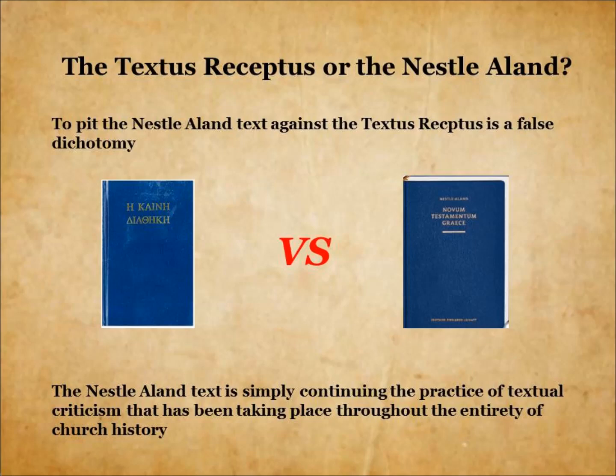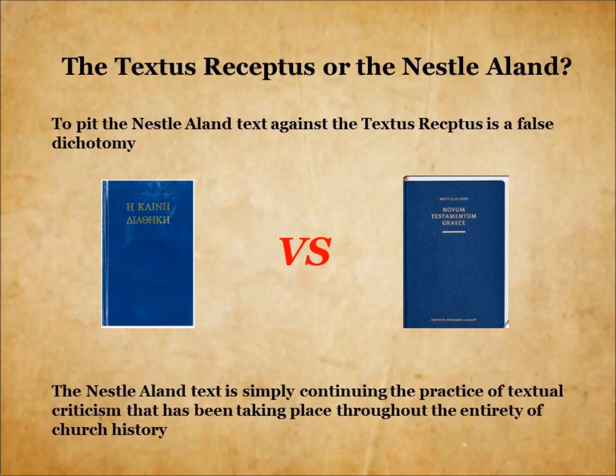Well, honestly, I don't even like this comparison, because to pit the Nestle-Aland against the Textus Receptus is a false dichotomy. The Nestle-Aland is simply a continuing of the practice of textual criticism that has been taking place throughout the entirety of church history. The Textus Receptus is a good text. It exists in history. The Nestle-Aland is the logical outgrowth, the next step in the same vein. We are now using all of the manuscript data that is available, and we are compiling the best possible text with the technology that we have.